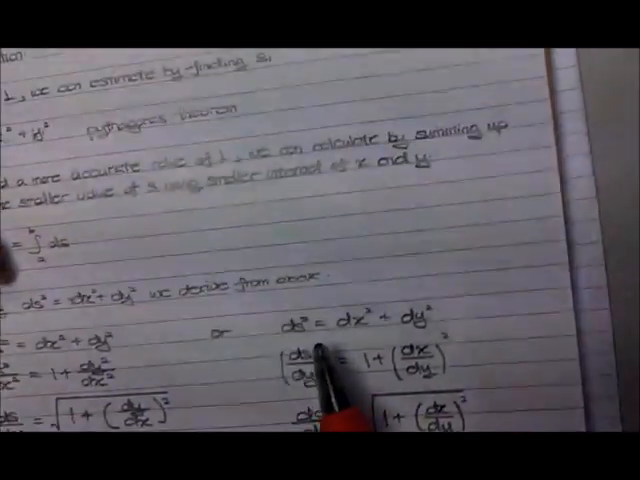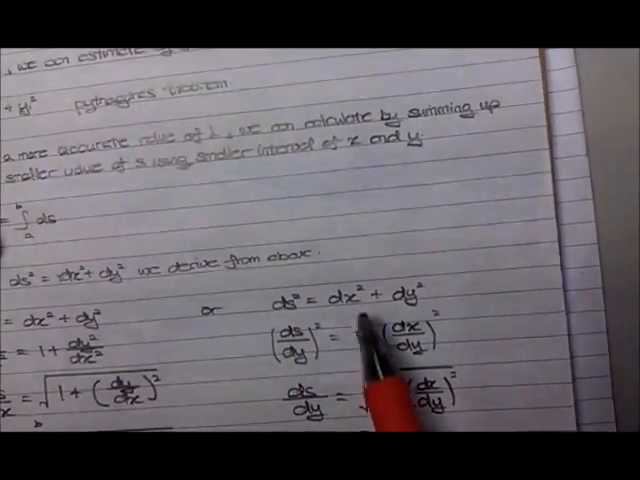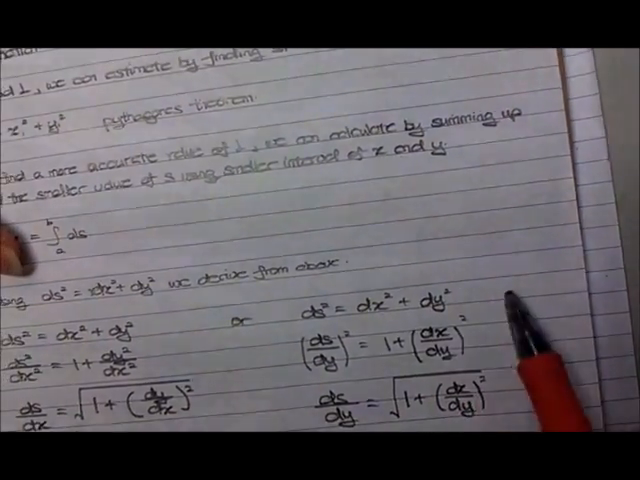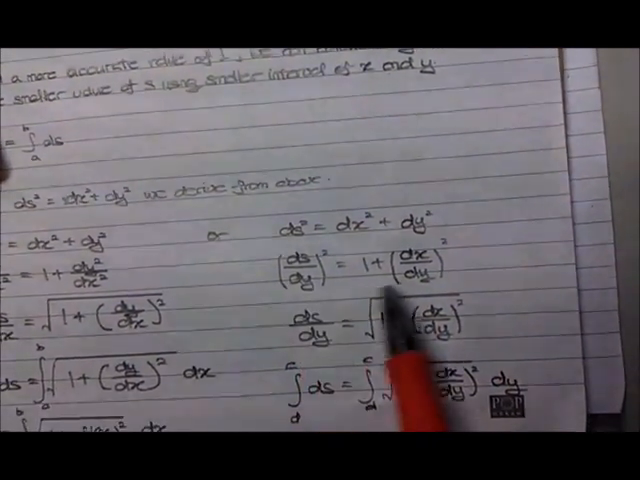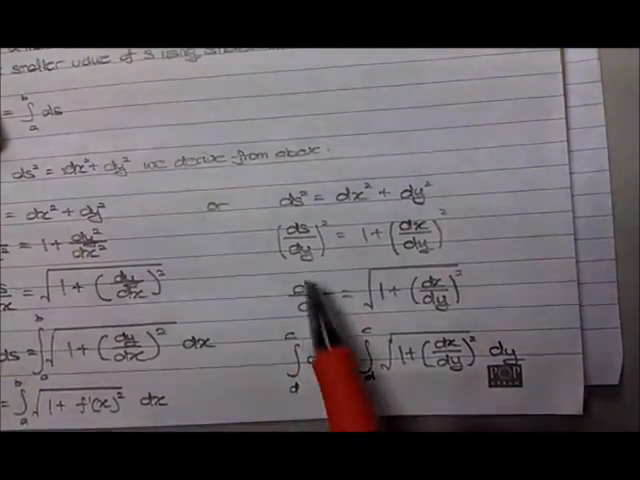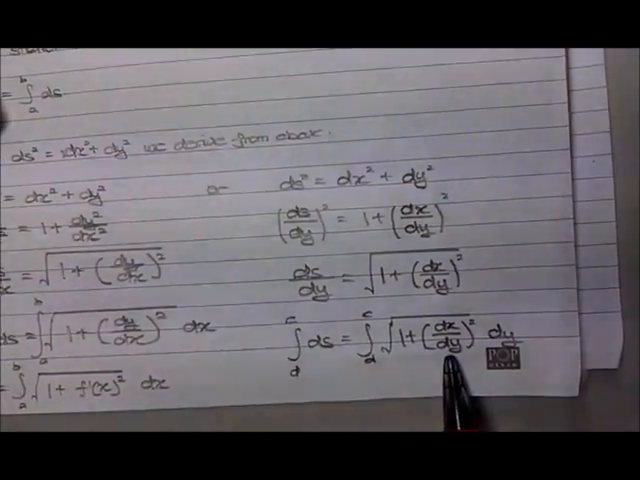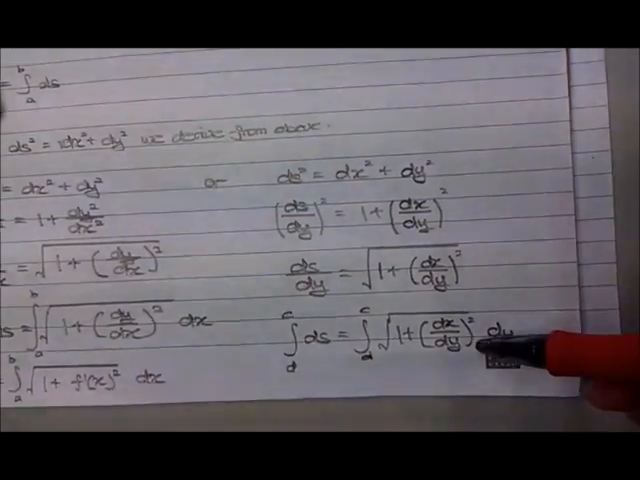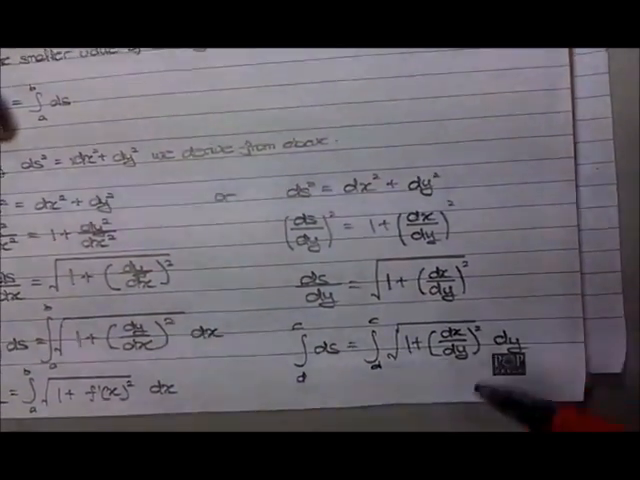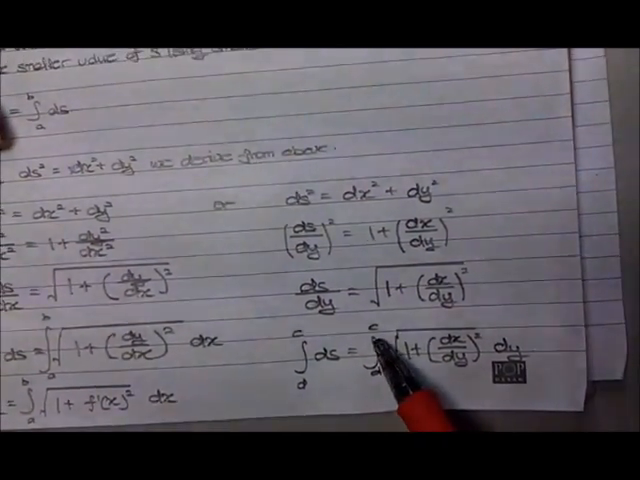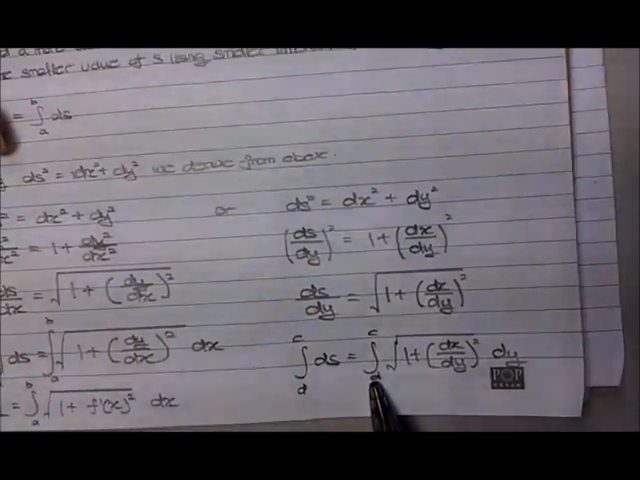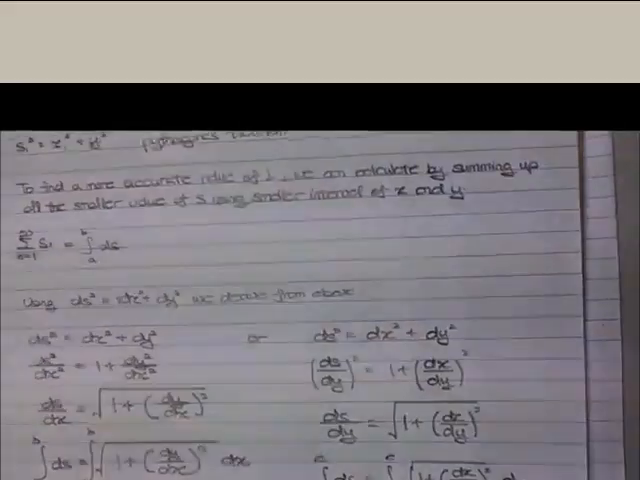It will be the same for ds squared. If you divide the whole thing by dy squared, it is the same steps as from here. You get pretty much the same formula, just with dx over dy, and the limit is on the y-axis, c to d. Yep, that's the formula.